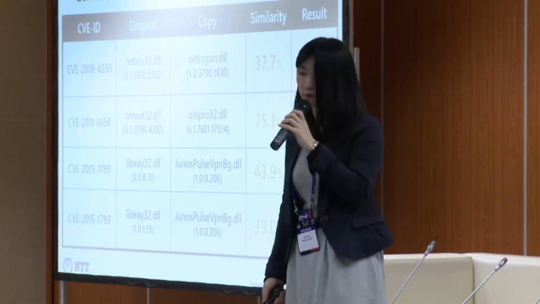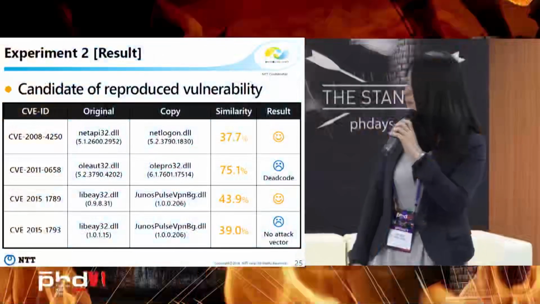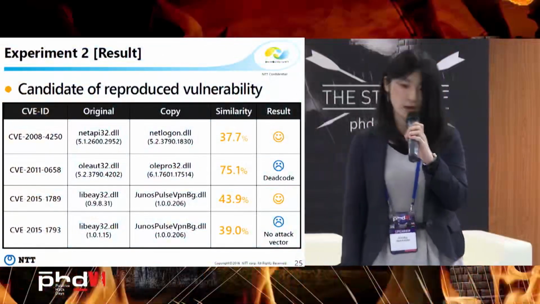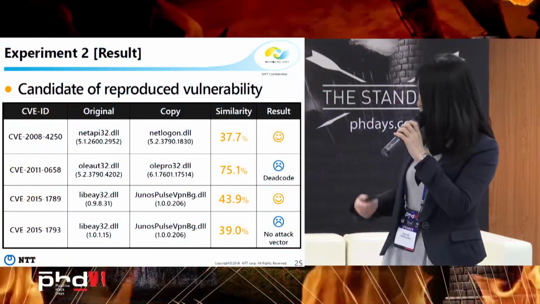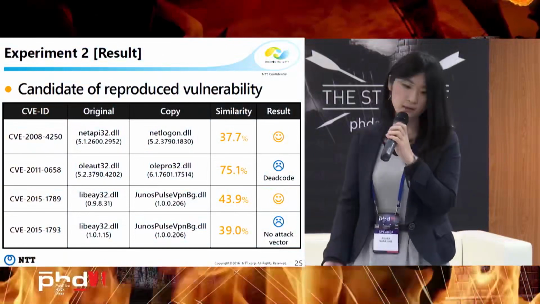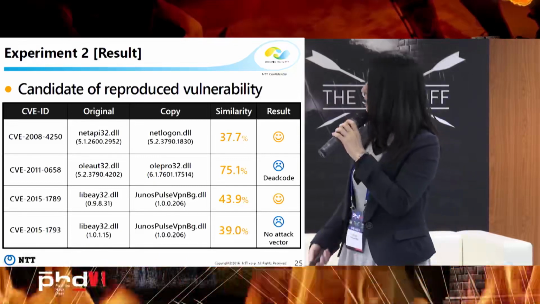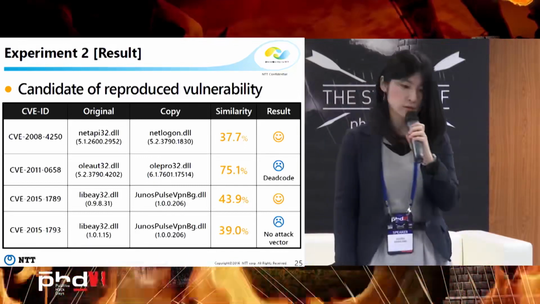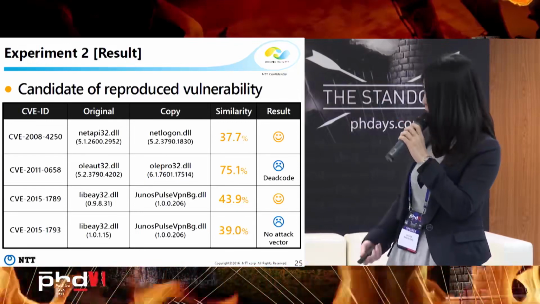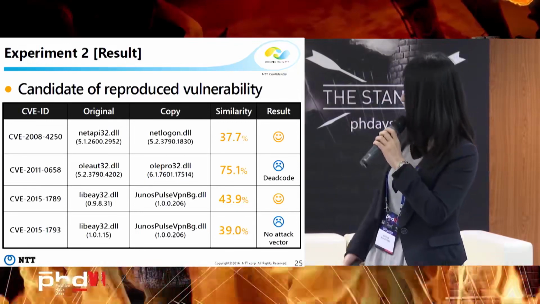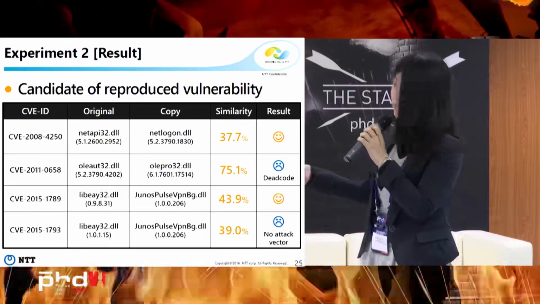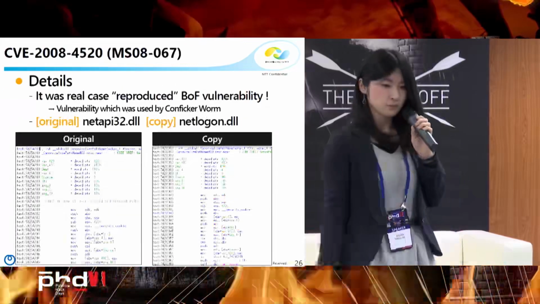Okay, this is the result for this experiment. I found 4 reproduced vulnerability candidates. After manual analysis, I found that 2 were real reproduced vulnerabilities, but 2 were not: one was dead code and one had no attack vector.